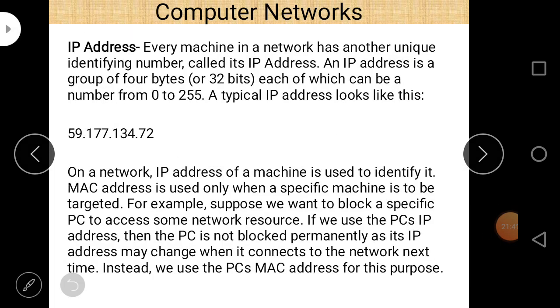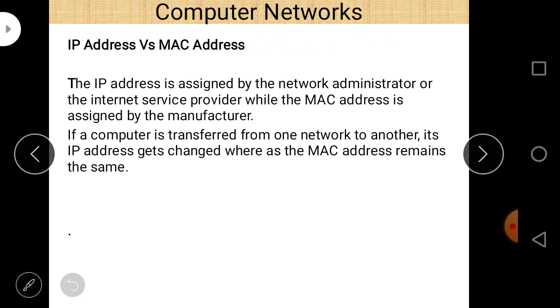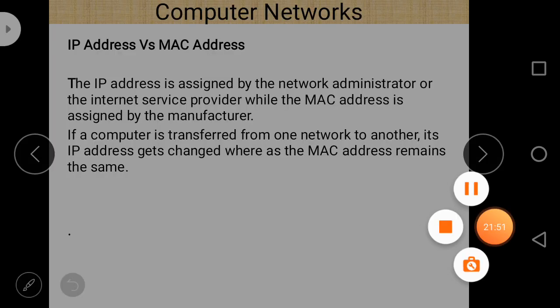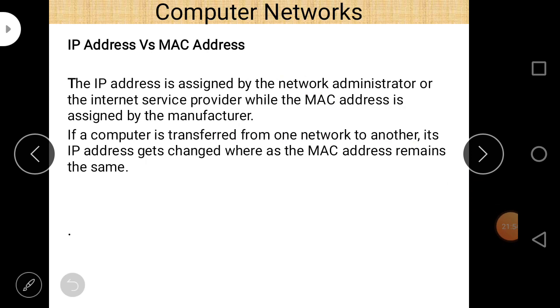Next is IP address versus MAC address. There is a comparison between IP address and MAC address. The IP address is assigned by the network administrator or the internet service provider, while the MAC address is assigned by the manufacturer. And this is a very important point. Second important point is that if a computer is transferred from one network to another, its IP address gets changed, whereas the MAC address remains the same. So these two points are very important as far as the difference is concerned.